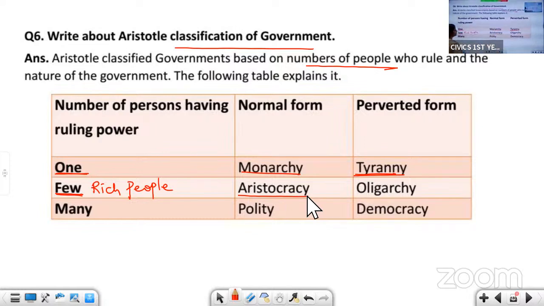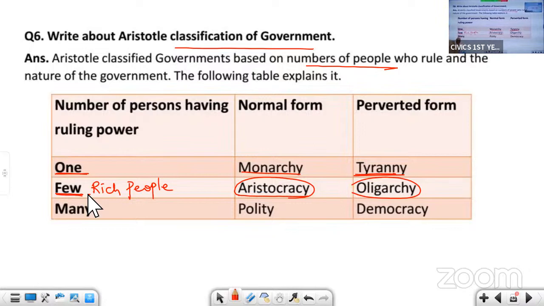Here again, in the normal form, it is called aristocracy, because the rulers' intention is good, their intention is the welfare of the people. But in the perverted form, it is called oligarchy, where the people who are ruling are more concerned about their own power. They are least bothered about the people.